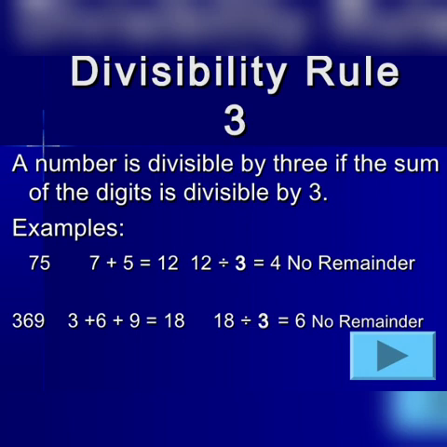Next example is 369. If we add these 3 digits, we get 18. If 18 is divided by 3, yes, of course, the quotient is 6 and the remainder is 0. So obviously 369 is divisible by 3.